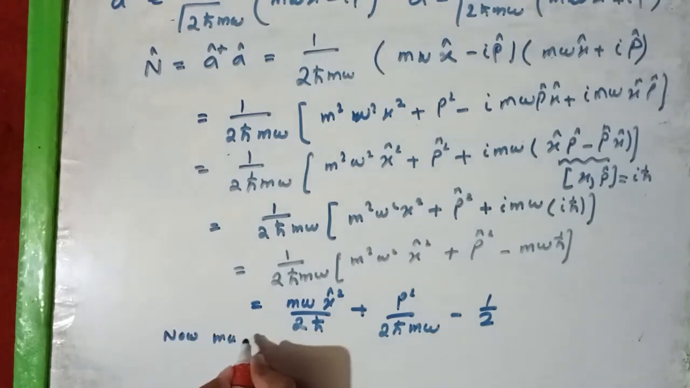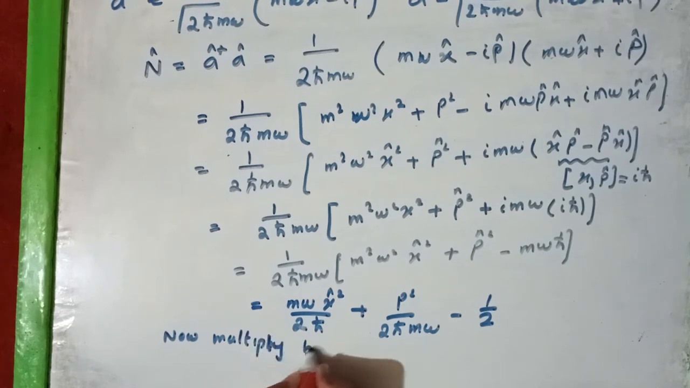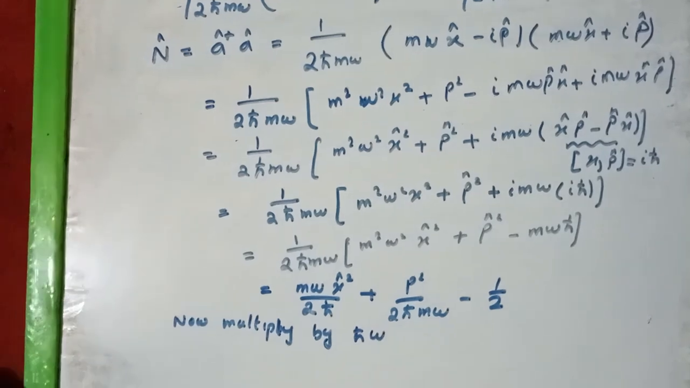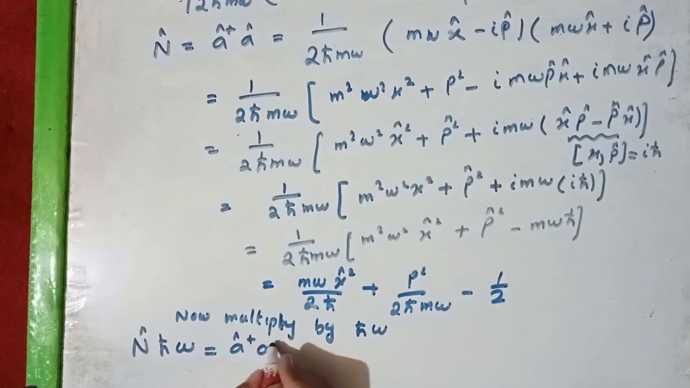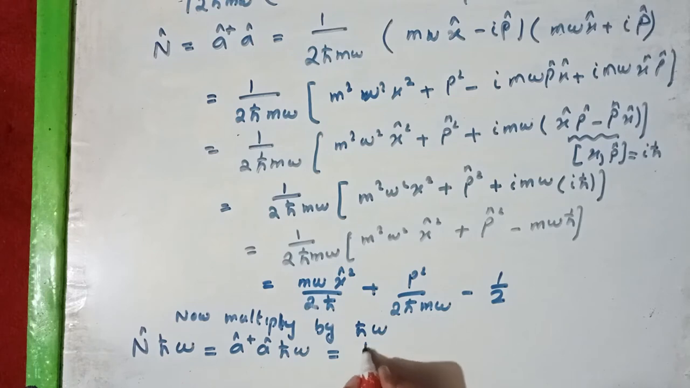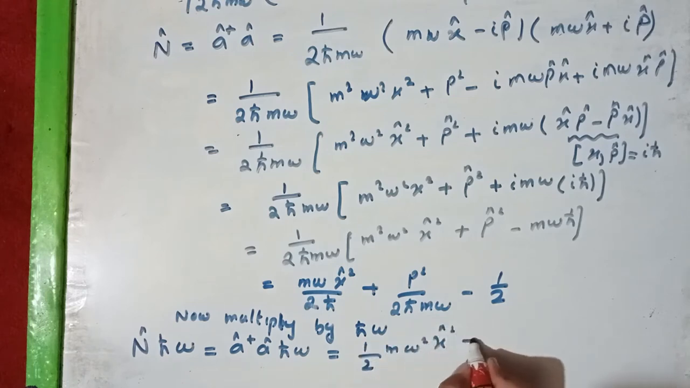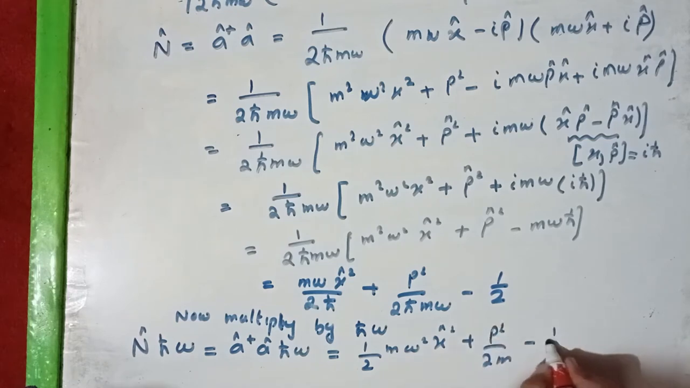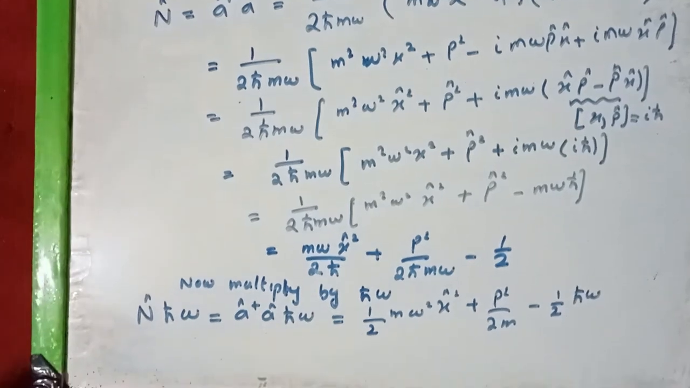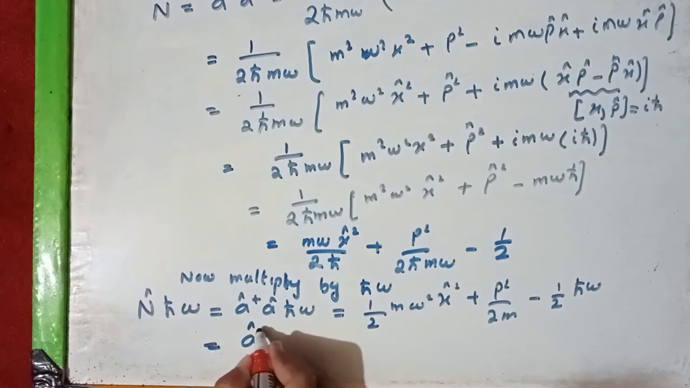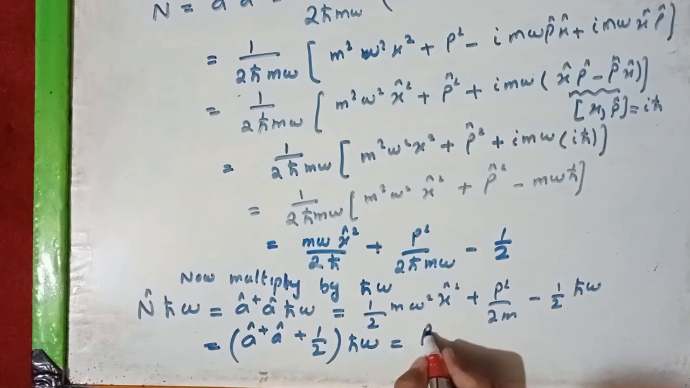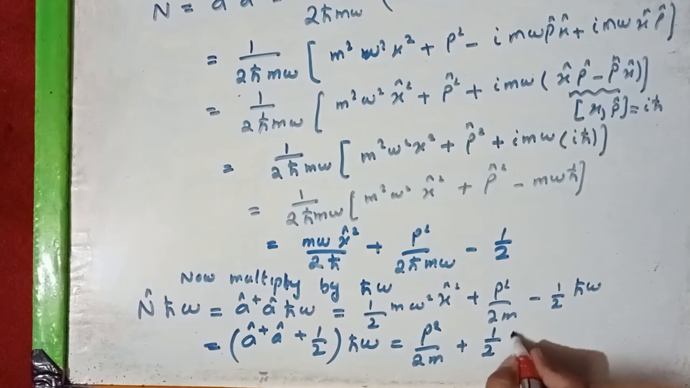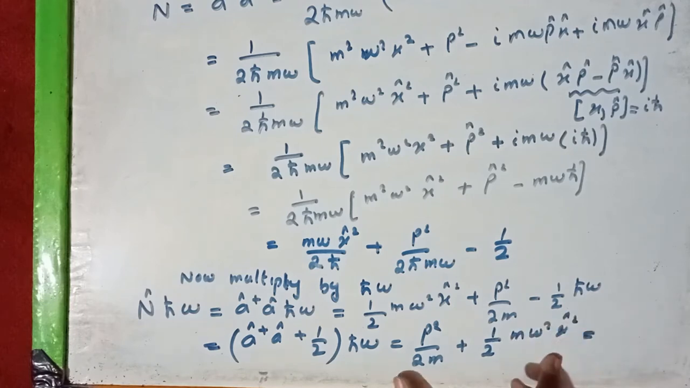Now multiply by h-bar omega. So this becomes n h-bar omega is equal to a dagger a h-bar omega, which is equal to 1 over 2 m omega squared x squared plus p squared over 2m minus 1 over 2 h-bar omega, which is equal to (a dagger a plus 1 over 2) multiplied by h-bar, which is equal to p squared over 2m plus 1 over 2 m omega squared x squared, and this is equal to the Hamiltonian.